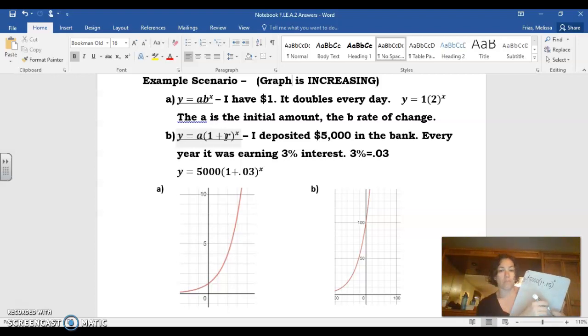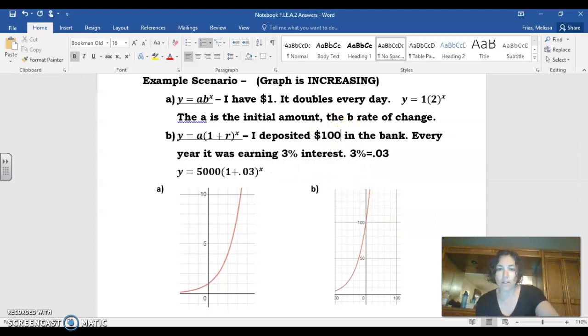This is what it would look like, and the graph would actually be going through 5,000. I actually was thinking I changed that. Let me just change this right here. For this graph, it would be that I started with $100, and every year it was increasing by 3%. Now that would be correct. It's passing at 100, and each time if I were to multiply 100 times 1.03, I would be getting how much I actually have each year.